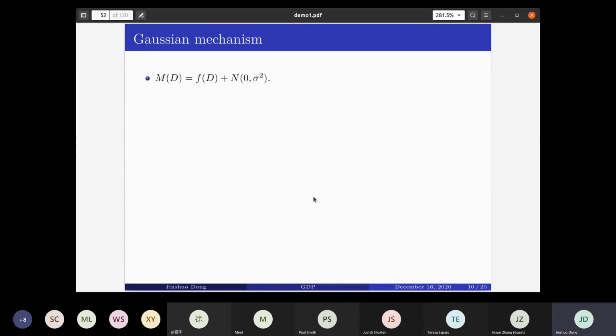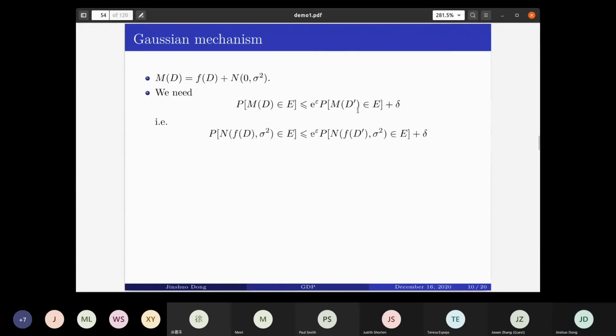Okay, so the Gaussian mechanism is very simple. Just compute your desired f and add Gaussian noise. Now we need to figure out, we want this mechanism to satisfy this probability inequality in the definition, right? And here we want to figure out what kind of epsilon delta makes it valid. Let's plug it into the probability inequality. M of D is simply a normal distribution centered at f of D, and this one is centered at f of D prime. We want this to hold for arbitrary D and D prime.